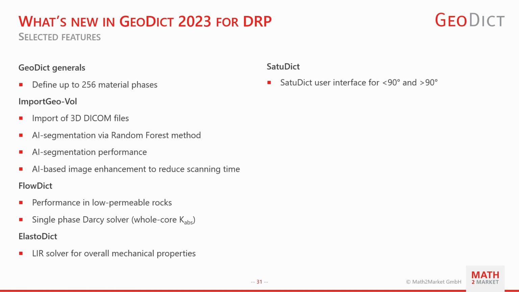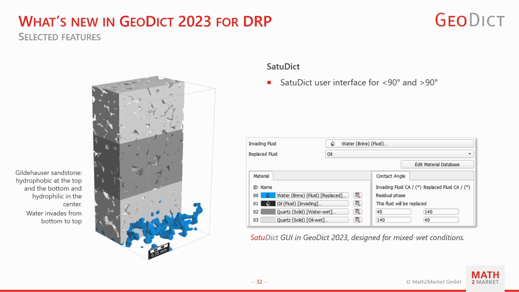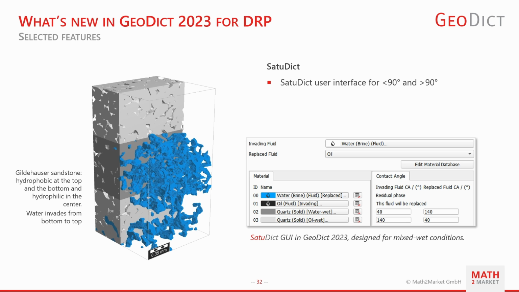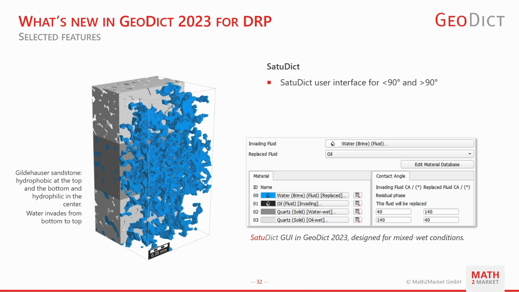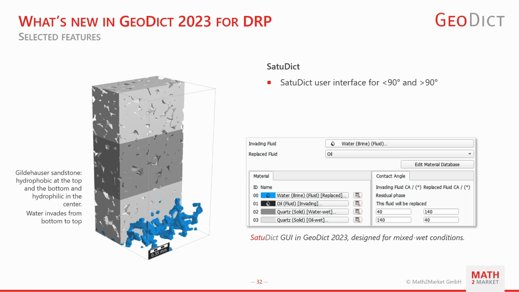We have redesigned the GeoDict user interface towards mixed wettability setups. So if you now set contact angles for the invading fluid, both below and above 90 degrees, you will get an automatic application of both the spontaneous and the forced parts of drainage and imbibition. So that's required to consider mixed wettability.